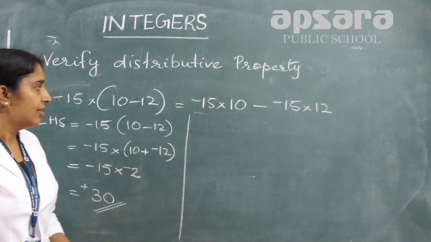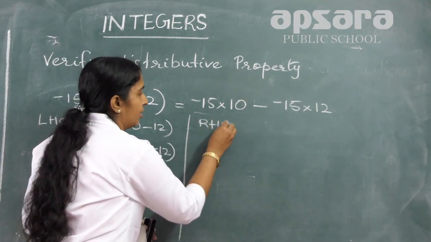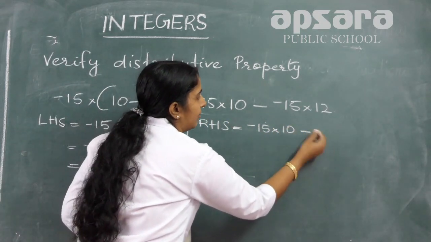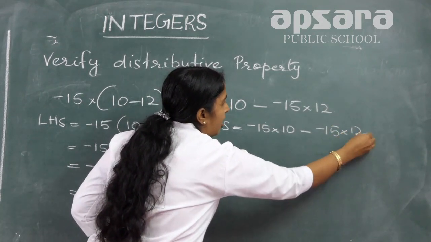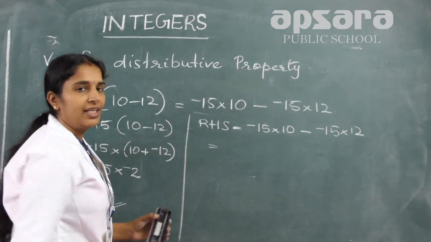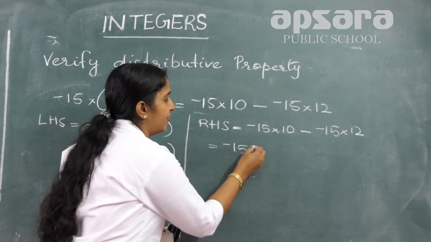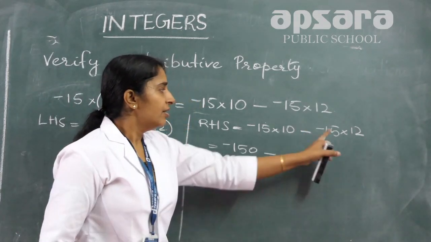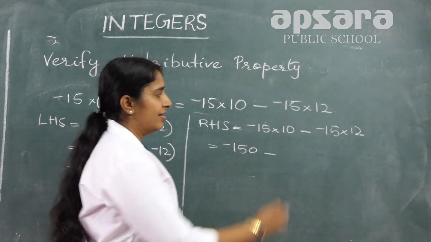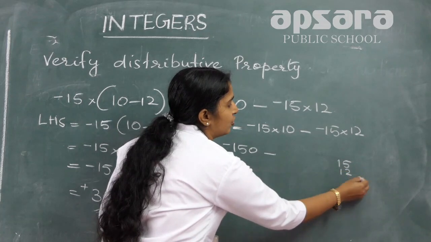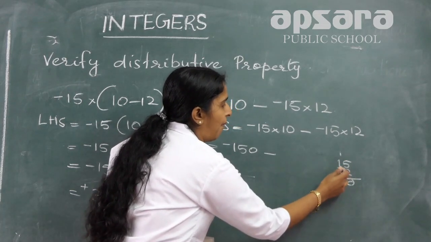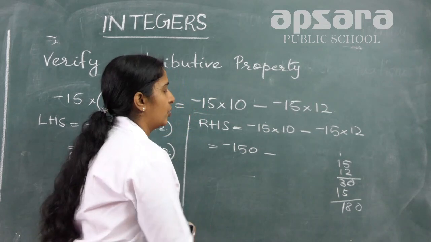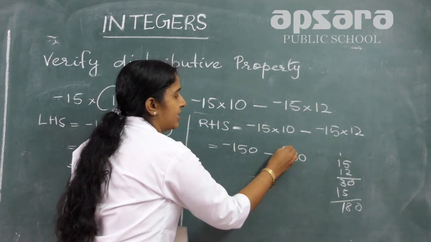Okay, now let's take the RHS. RHS equal to minus 15 into 10 minus 15 into 12. What is minus 15 into 10? It is minus 150, right? Now minus 15 into 12. Multiply minus 15 into 12. What is 15 into 12? 180. Okay, 180, minus is there.